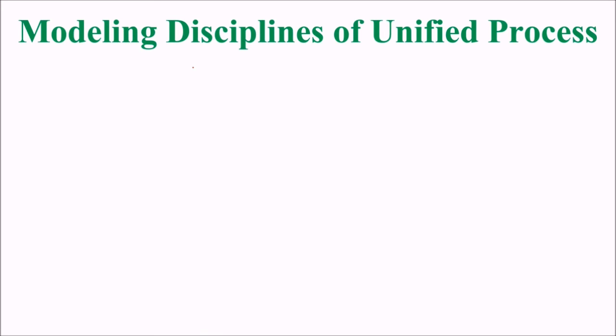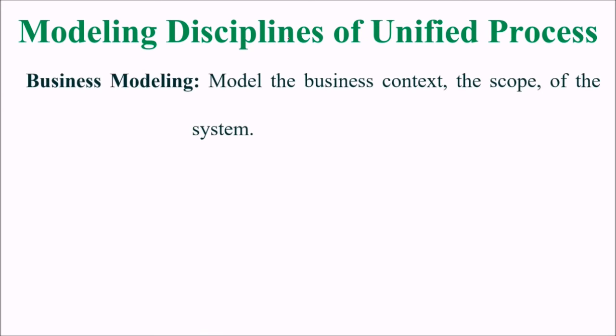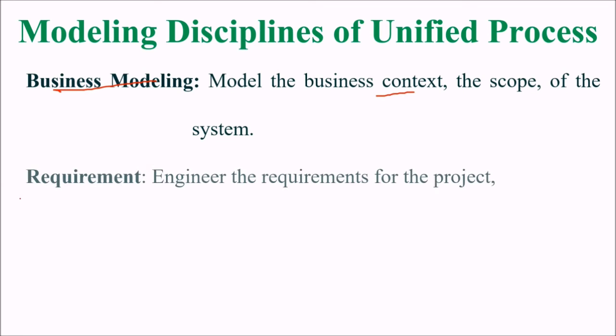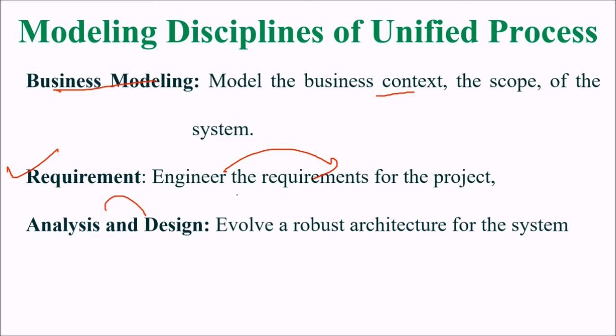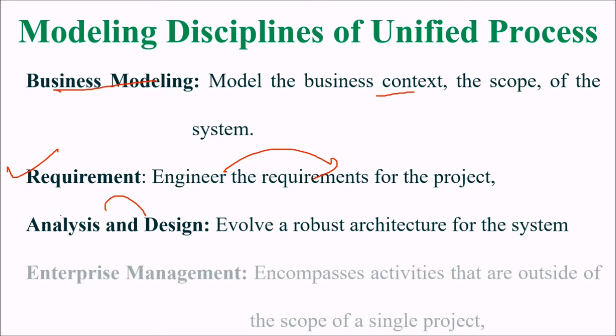Now let's see how to model these disciplines of the unified process. We have business modeling, that is, we model the business context, the scope and the system. In requirements, we engineer the requirements of the project. In analysis and design, we evolve a robust architecture of the system. And with respect to enterprise management, we encompass activities that are outside the scope of a single project.